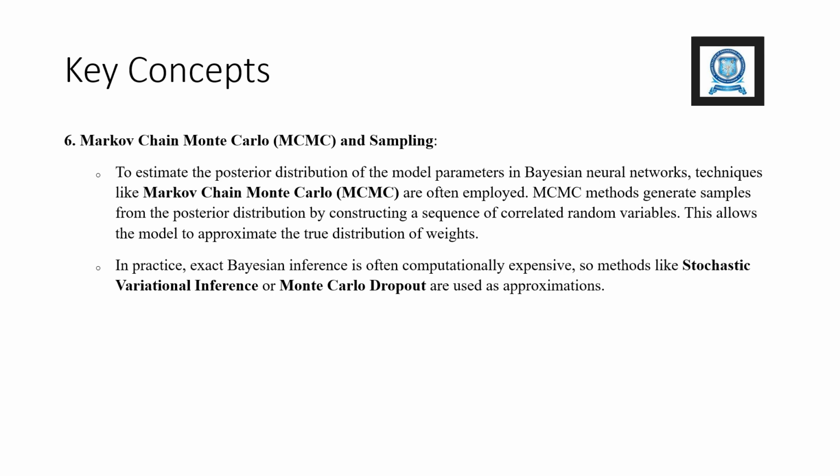Markov chain Monte Carlo and sampling. To estimate the posterior distribution of the model parameters in Bayesian neural networks, techniques like Markov chain Monte Carlo are often employed. MCMC methods generate samples from the posterior distribution by constructing a sequence of correlated random variables. This allows the model to approximate the true distribution of weights. In practice, exact Bayesian inference is often computationally expensive, so methods like stochastic variational inference or Monte Carlo dropout are used as approximations.